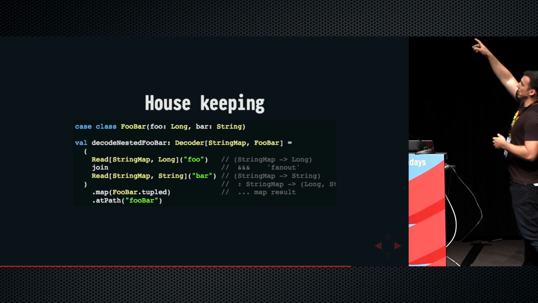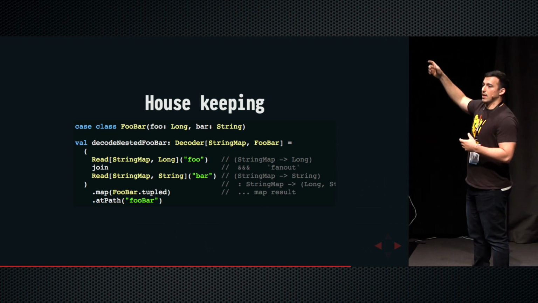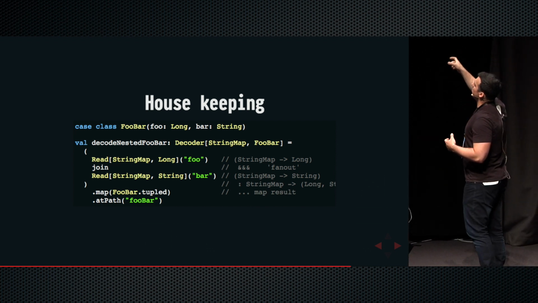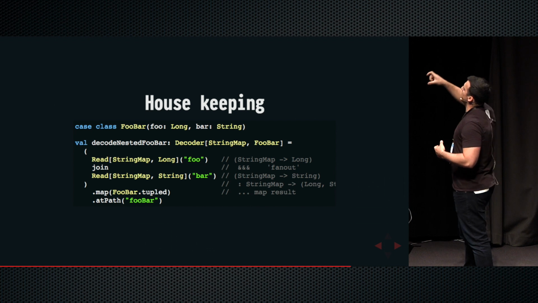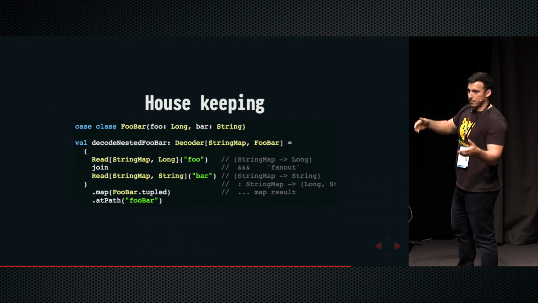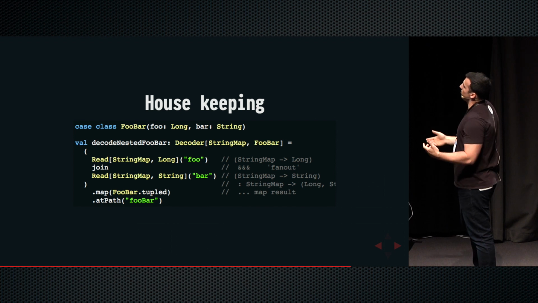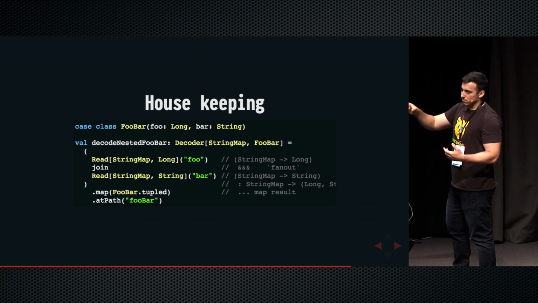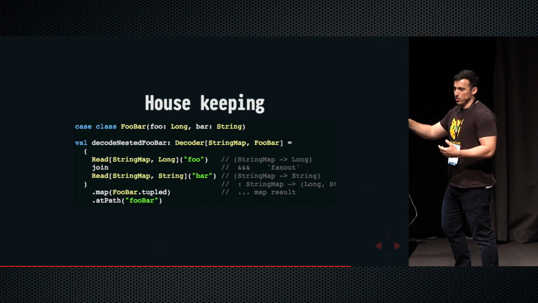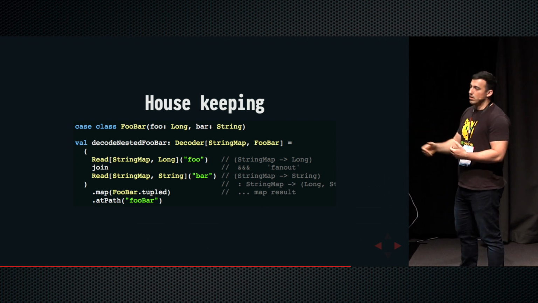And on the right, you see in arrows exactly what's happening. We have a string map to long. We're fanning that out with string map to string, which gives us string map to tuple of string and long. We're mapping that to our case class, and then we're decoding at a nested path, which gives you an arrow of the same type.